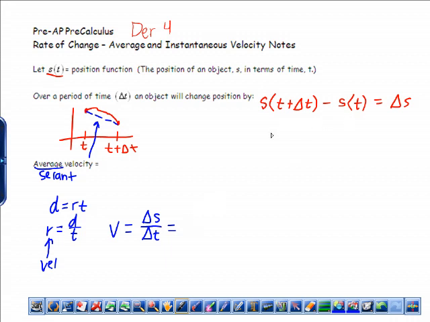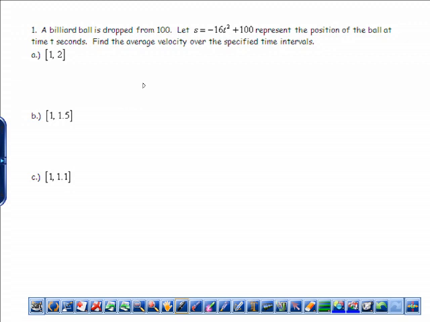Now, change in s, we already saw that this is s of t plus delta t minus s of t, all over delta t. This right here is what we call average velocity. This is the secant line. All right, so let's see what happens here. We'll get to the instantaneous part in a minute.